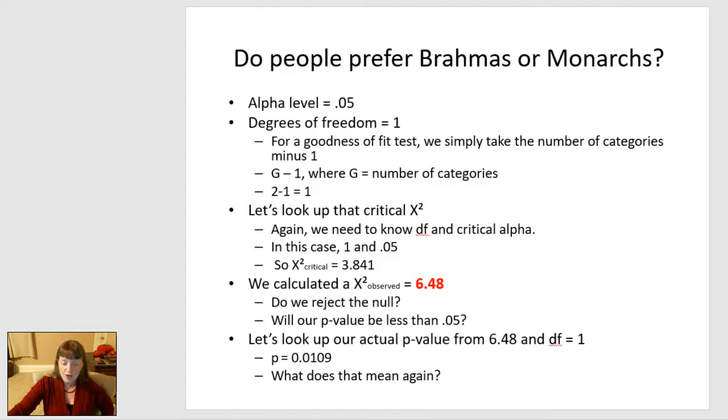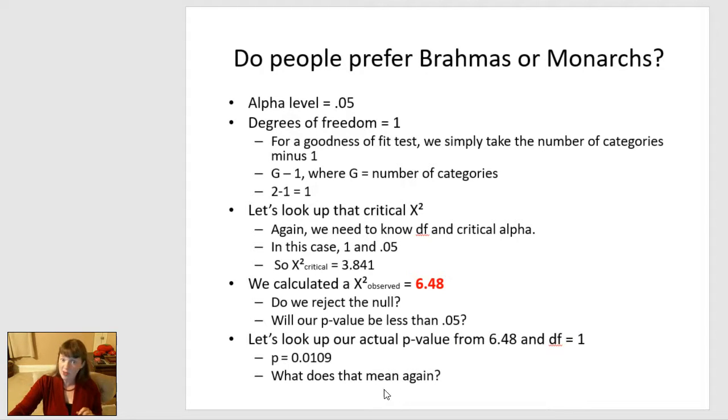Then we're going to look up a critical chi-square. We just did that. We needed to know our degrees of freedom and that alpha that we got to choose. In this case, 1 and 0.05. Our critical value that we just looked up was 3.84. Our calculated, observed, obtained test statistic was 6.48. Do we reject the null? Yes, we do. Would our p-value be less than 0.05? It certainly will be. And on the exam, you could definitely say that p is going to be less than alpha.